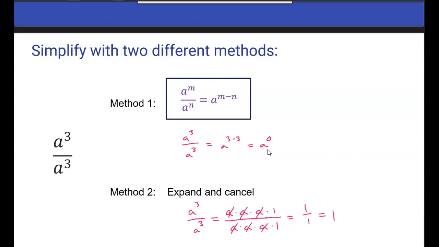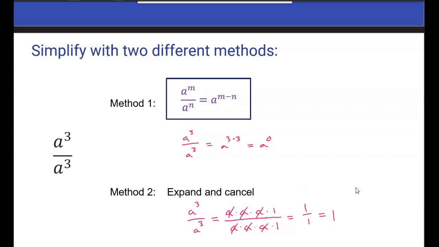Now we've talked about this a to the 0 before. We've said it was just defined as 1. We just kind of stated that. But now we've actually demonstrated that a to the 0 is 1, just by using different rules on the same expression. So a to the 0 is 1. We've demonstrated it.